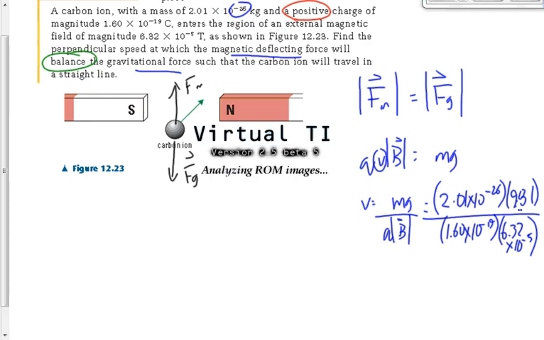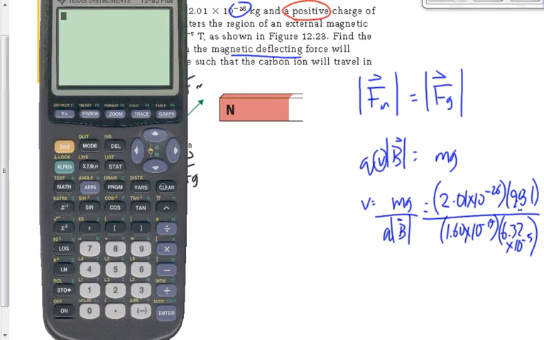Let's do this on our calculator to make sure that we can do it here. Let's get the top number there, 2.01 times 10 to the minus 26. Let's multiply that by 9.81. Let's divide that by, use some brackets here, 1.6 times 10 to the minus 19. And 6.32 times 10 to the minus 5. We get 1.81 times 10 to the minus 2.